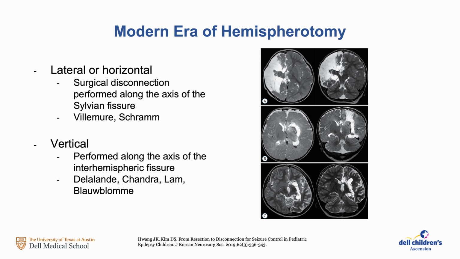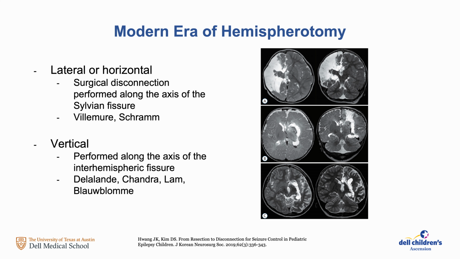So the modern era of hemispherectomy, there's a million different approaches that have been talked about, whether it's with visualization with a camera endoscopically, or hemidecortication, where you're removing just the cortical surface. But today, really the two approaches that people use are either a lateral approach or a vertical approach. And we're talking about coming from the side or coming from the top down.